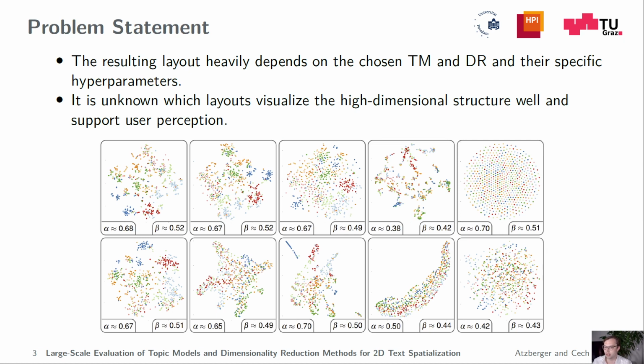However, the underlying layout heavily depends on the chosen topic model, dimensionality reduction, and the specific hyperparameters, like the number of topics. So far it is unknown which combinations of topic models and dimensionality reductions result in good layouts concerning accuracy and perception. In the picture you see 10 different layouts for our GitHub projects dataset, illustrating the variety of shapes that might arise.